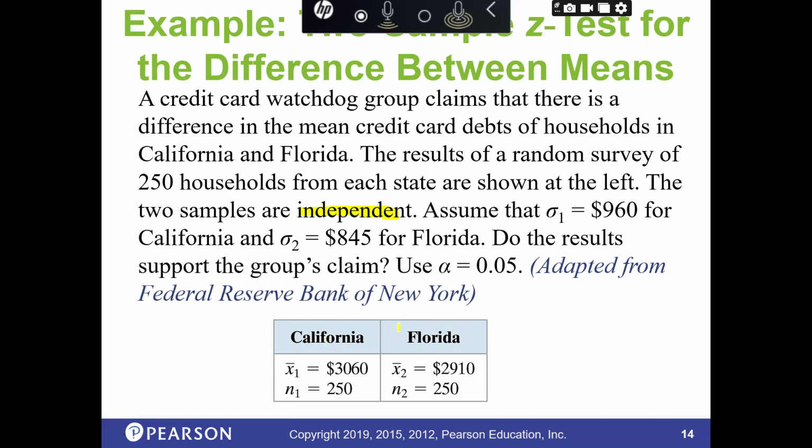So if you want to write down at least the information from here, put CA for California, you can put X1 bar is 3,060 average credit card debt. N1, there's 250 people or households that were included. Florida debt is 2910 with the same amount of people. And then if you want to, you can bring this down. Alpha level is 0.05. That's the other little piece of information we need right here.